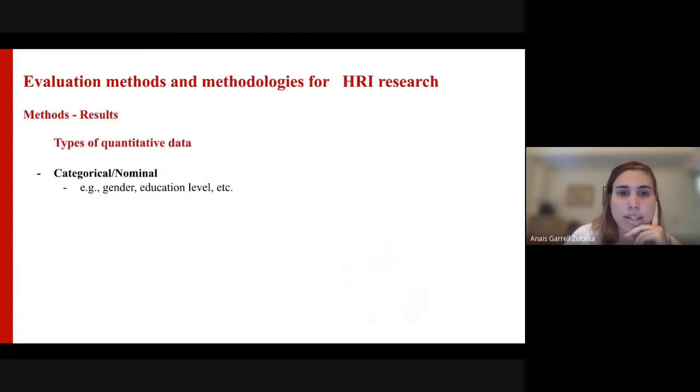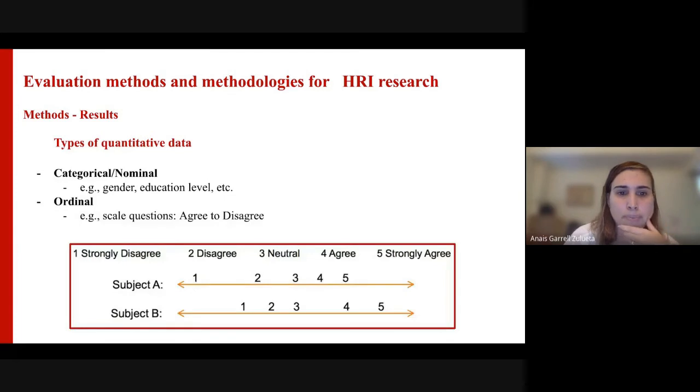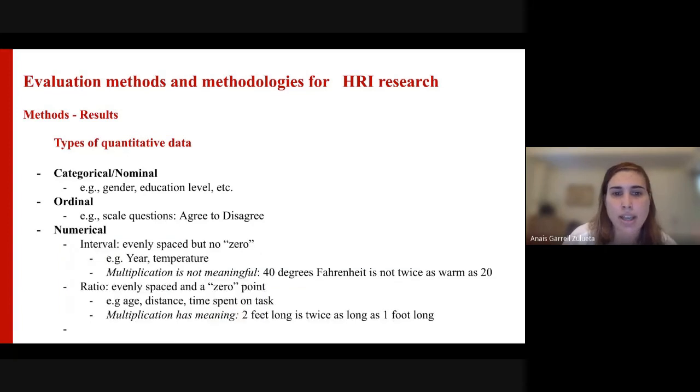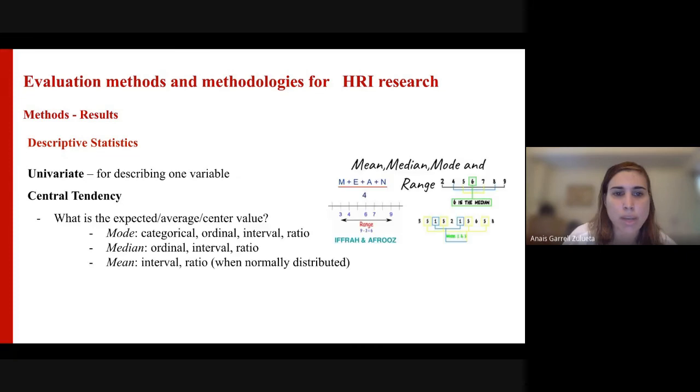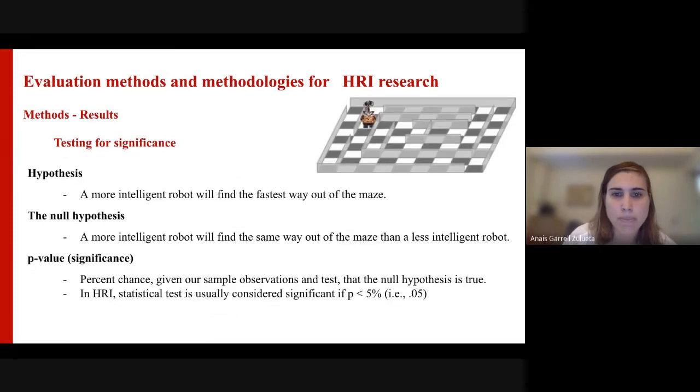So the results. Let's see how we obtain the results, which is the most important part. Okay. I will skip this part because you already know what the data is: categorical, ordinal, numerical. You already know that. So I will skip this part as well, and I will focus on here. As I said, we have a hypothesis that we want to demonstrate. We have the null hypothesis, which is the one that we want to reject. And we have the p-value.